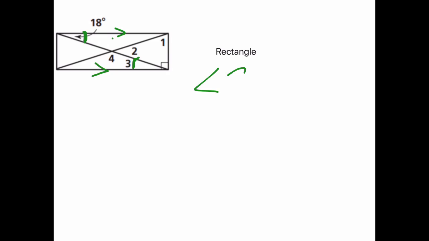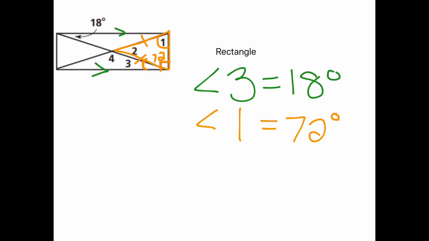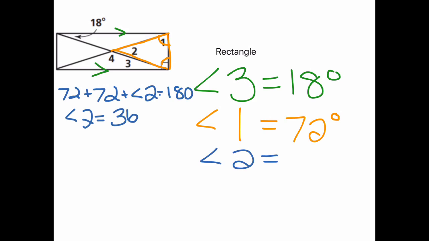Because in a rectangle the diagonals bisect each other, this triangle is an isosceles triangle. If this angle is 18 and this whole angle is 90, the part that we don't know is 90 minus 18, which is 72. Its base angle with angle 1 is exactly the same, so angle 1 is 72 degrees. In this yellow isosceles triangle, the base angles are each 72. If you add the two base angles together plus angle 2, it needs to equal 180 degrees, so angle 2 is 36 degrees.